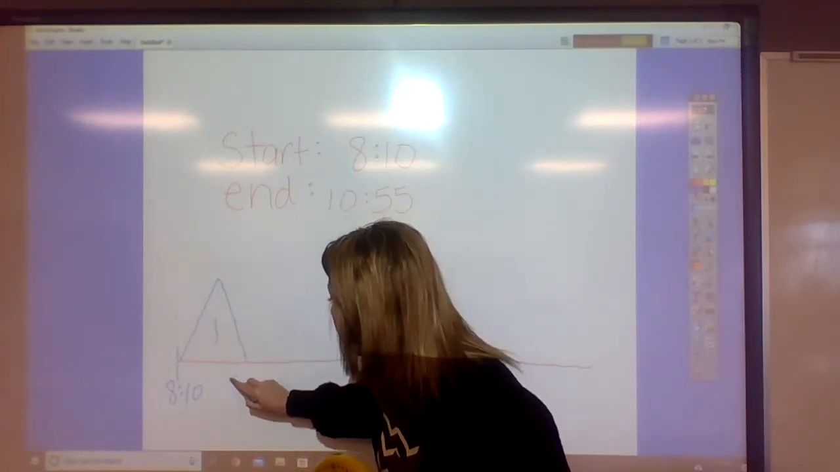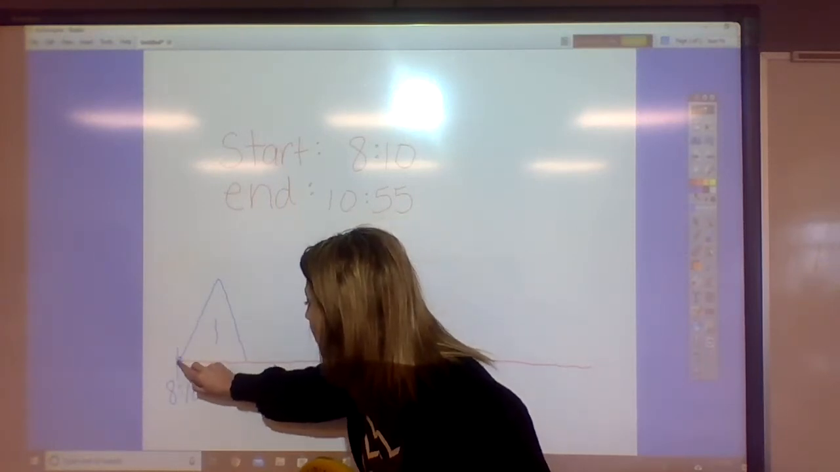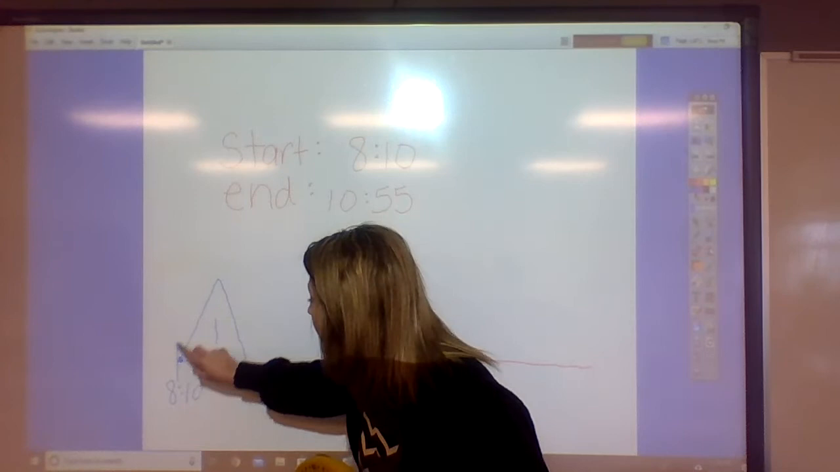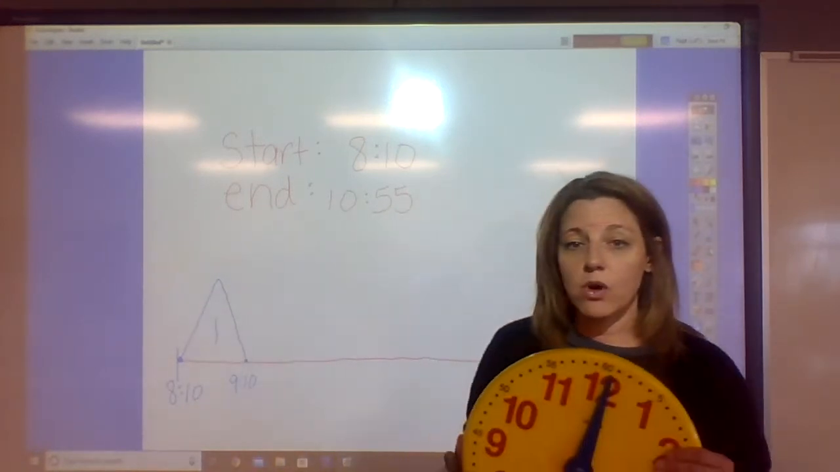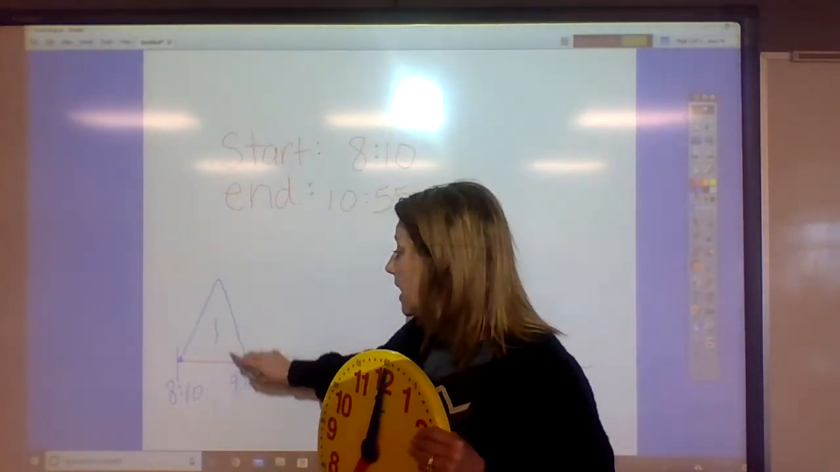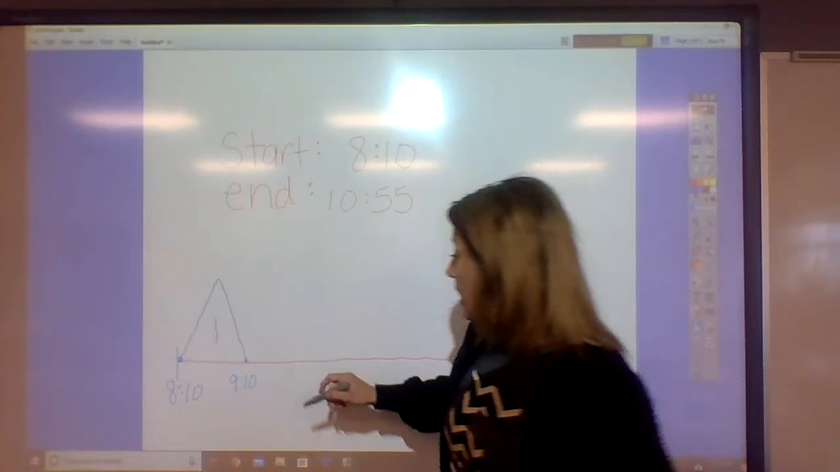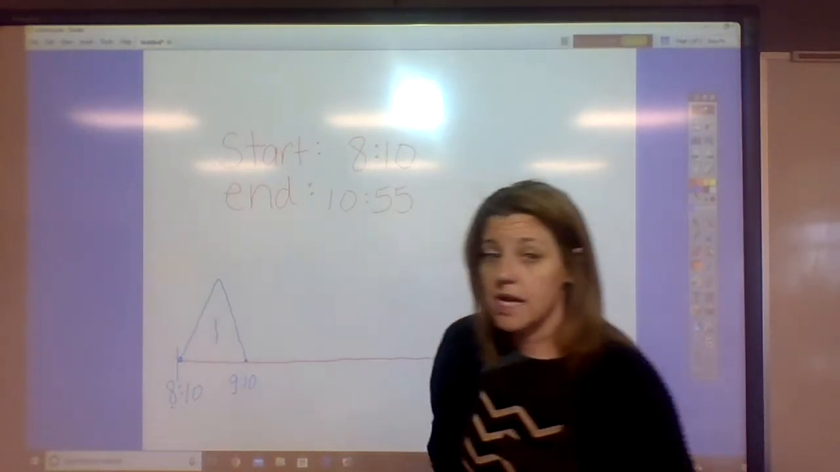So that's going to be 9:10. Remember, it's important for you to know that you're starting at the bottom of your mountain, going up, and ending on the other side with your 1 hour increment. Okay? 8:10 to 9:10 is 1 hour. Remember, our hour hand goes up 1, but our minutes stay the same.